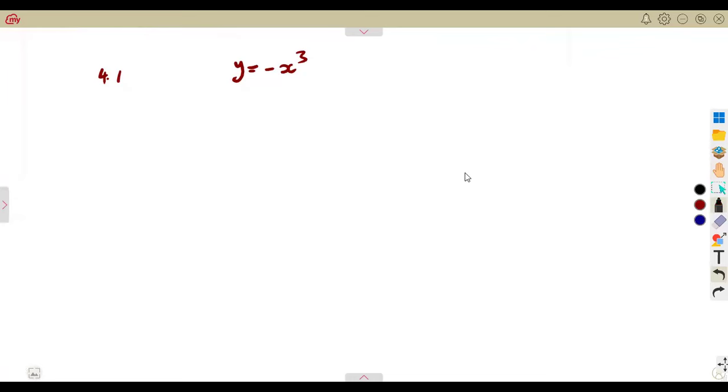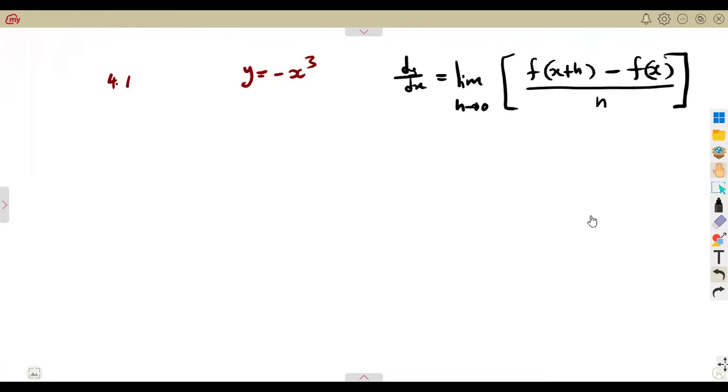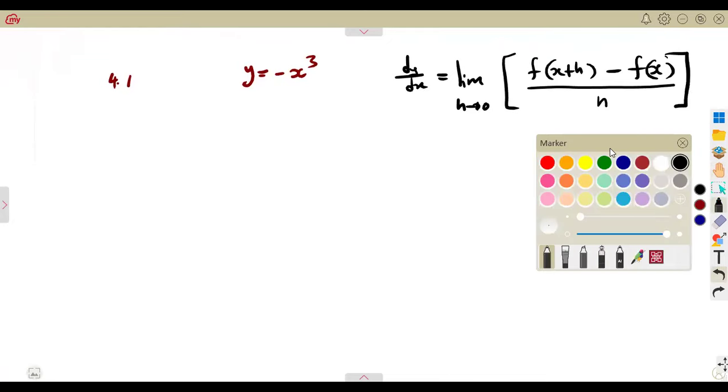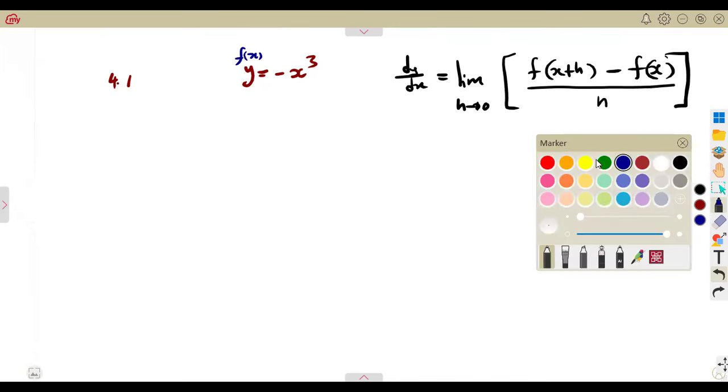Remember your first principles: the derivative of y with respect to x can be calculated from the limit where h is approaching 0, of f of x plus h minus f of x, everything over h. This is the formula that we actually do understand. Okay, what if I just expand this? F of x is already there. This is the y that we are seeing here. This is your f of x. Remember that. So your f of x plus h means what?